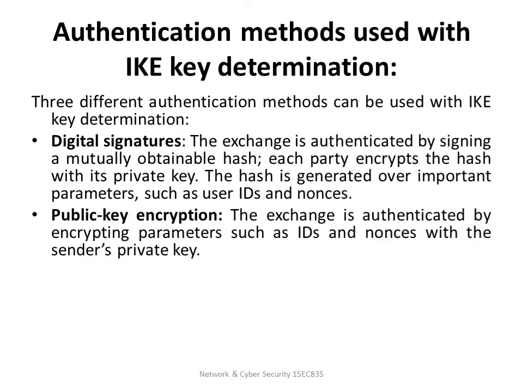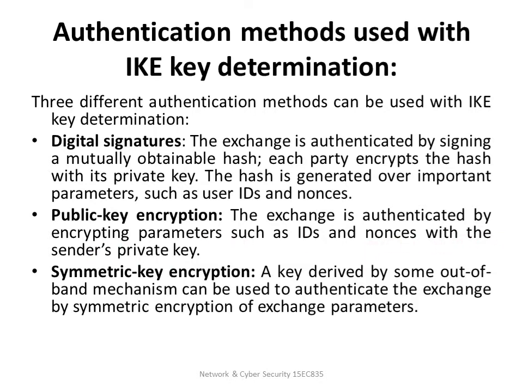Next is public key encryption. The exchange is authenticated by encrypting parameters such as IDs and nonces with the sender's private key. Symmetric key encryption. A key derived by some out of band mechanism can be used to authenticate the exchange by symmetric encryption of exchange parameters. So, these are the authentication methods used with IKE key determination.